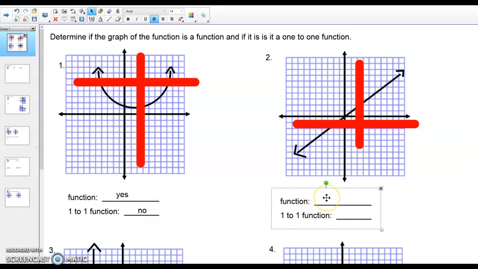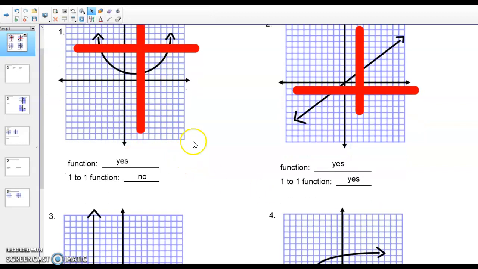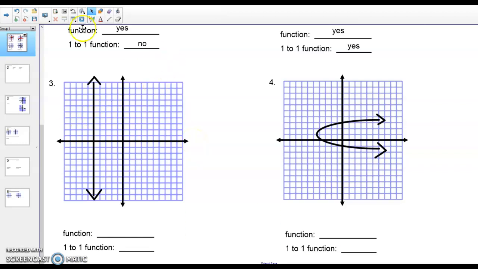And then here it is yes for a function, and it also passes the horizontal line test, so it's also a 1 to 1 function. As I scroll down here, I have a vertical line. So if you look at that vertical line, if I draw a line over it, obviously it intersects at infinite points. So this is not a function, and since it's not a function, it's not a 1 to 1 function. If it's not a function, don't waste your time testing it for 1 to 1.